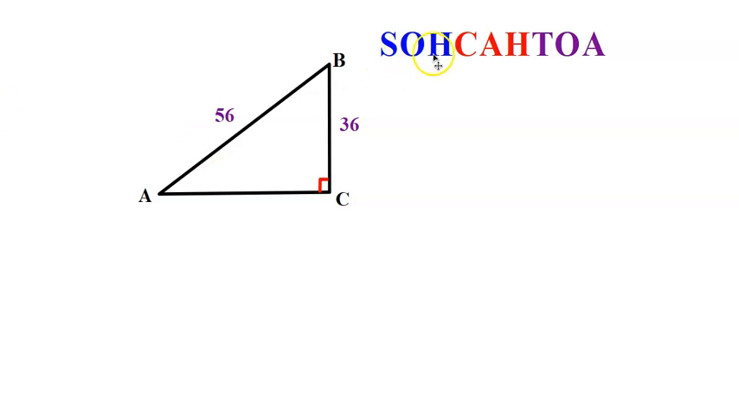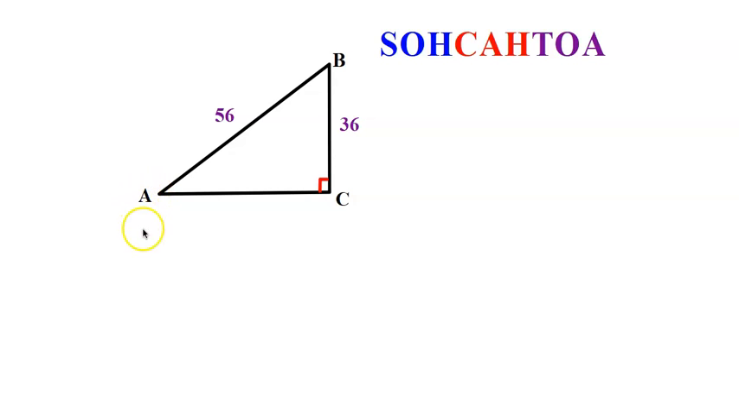So I already have the SOHCAHTOA written up there, so that'll remind us. Sine is opposite over hypotenuse, cosine is adjacent over hypotenuse, tangent is opposite over adjacent. Now, I've got my right triangle, triangle ABC here. I have two of the sides, and I want to find the values of the angles, the measures: how many degrees is angle A, how many degrees is angle B. Alright, so we'll just start with angle A.